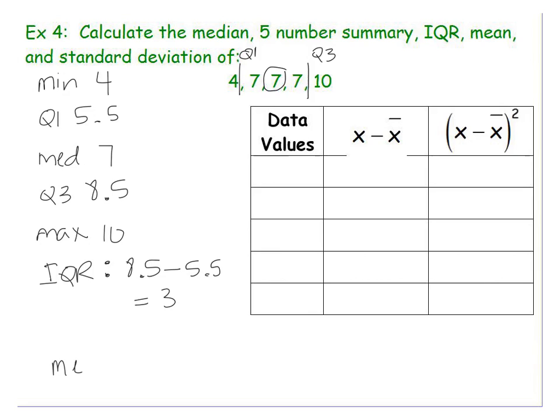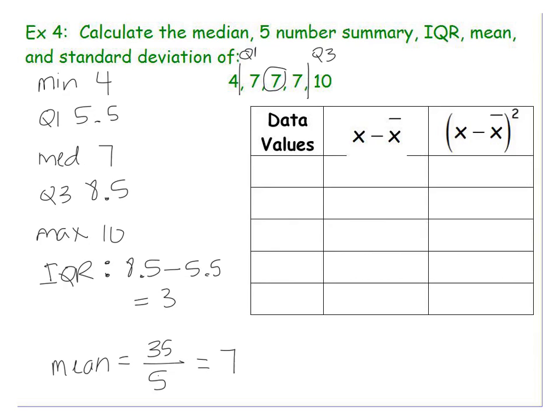Now, we're going to do the other measure of center. That would be the mean. So to find the mean, we have to add all the numbers up. Well, 4 plus 7 is 11. 11 plus 7 is 18. 18 plus 7 is 25. And 25 plus 10 is 35. Then, we have to divide that by how many data values there are. Well, there's a total of 5 data values. So our mean comes out to be 7. So that was your first step. If you're looking at your notes on the previous slide, the first step for finding standard deviation was to find the mean.